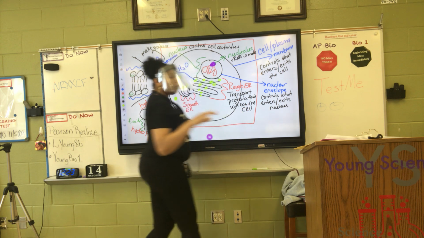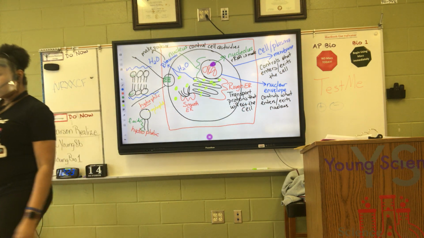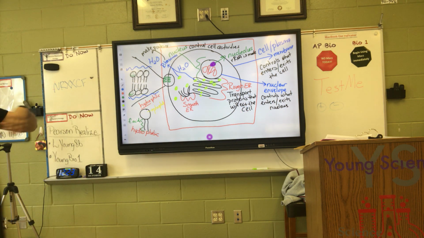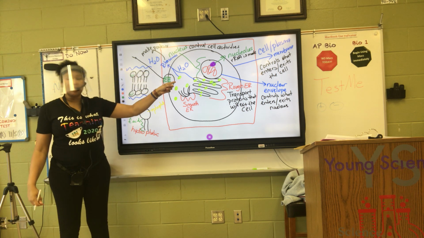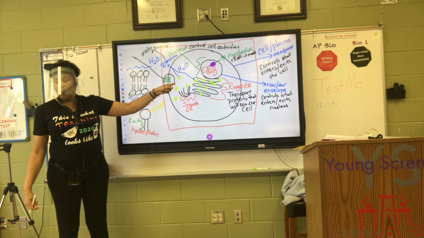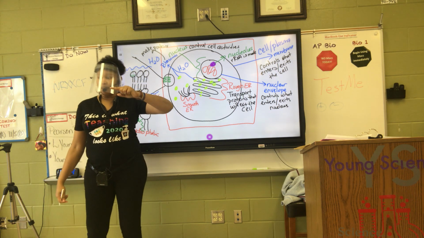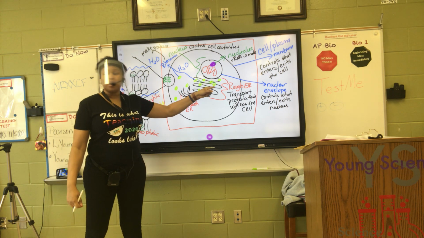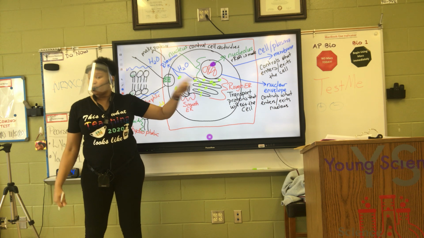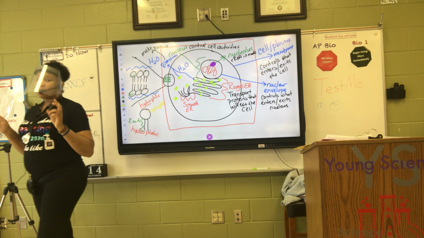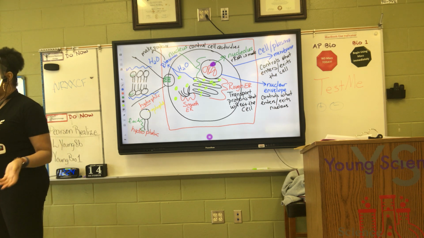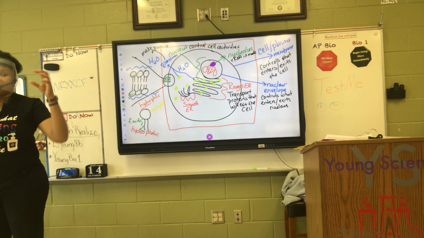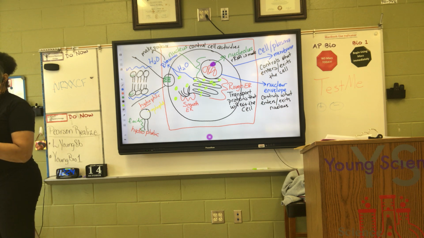Now, not all proteins exit the cell, correct? Yeah, some stay in. If a protein is staying in the cell, it's made on a ribosome that's in the cytoplasm. But if a protein is leaving the cell, it's made on a ribosome that's attached to the ER. So where a protein is made also lets you know what's going to happen with that protein, whether it is going to stay in the cell or leave the cell.